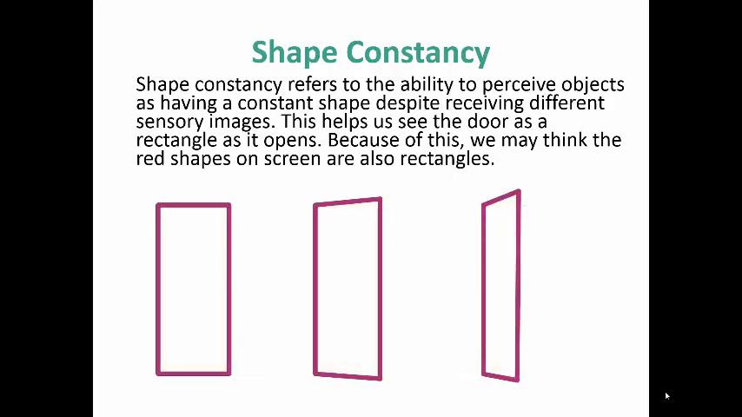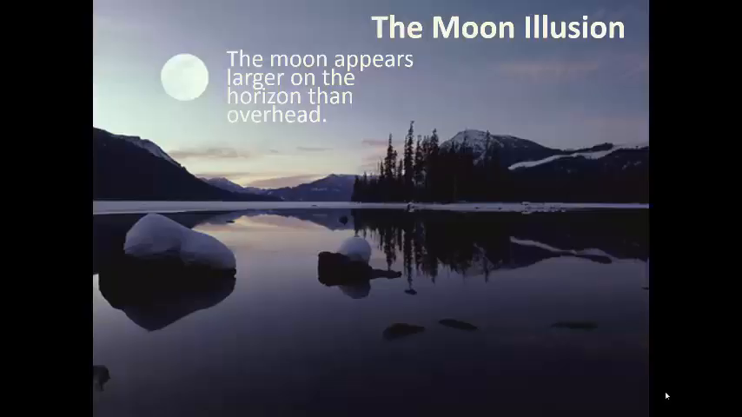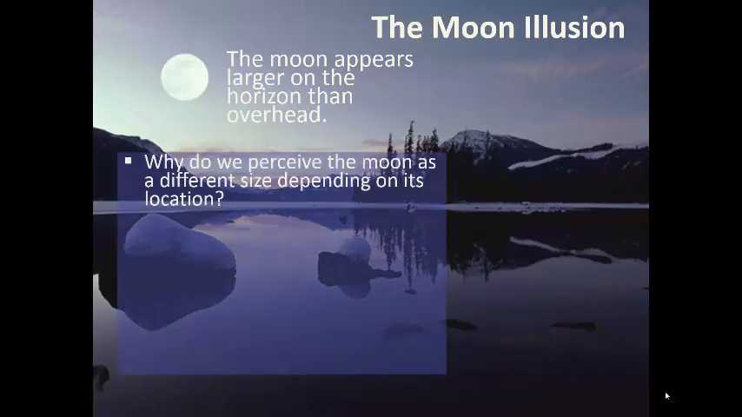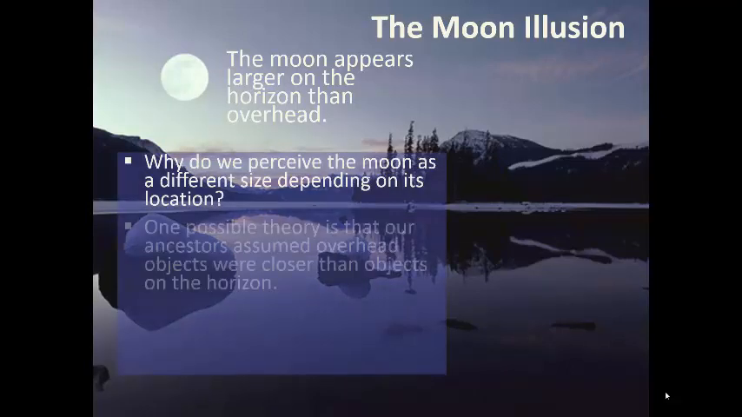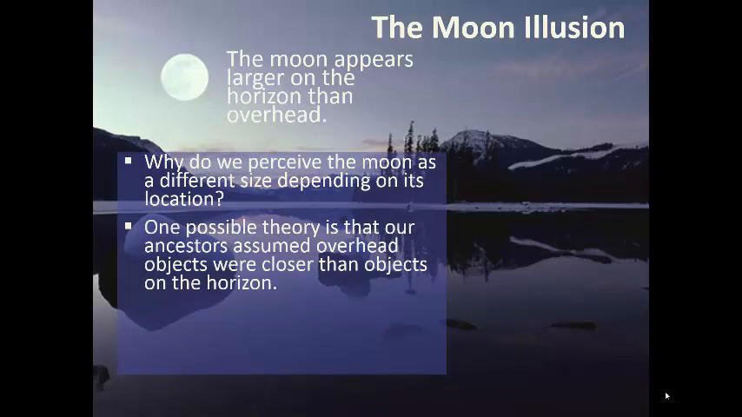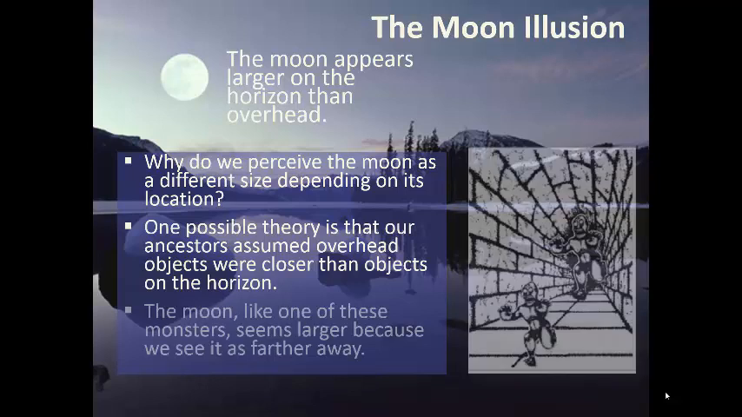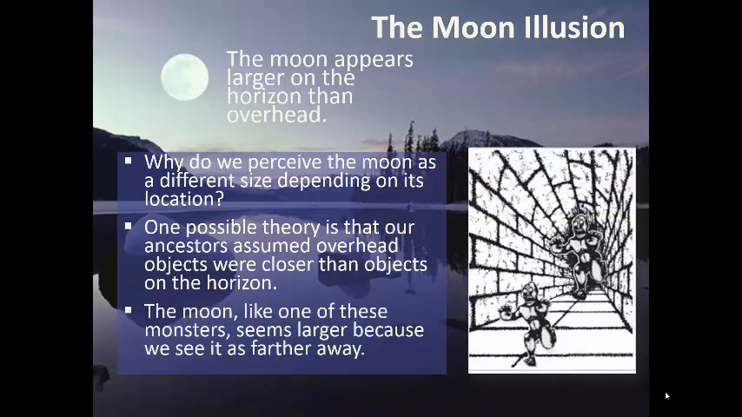But you can see in the drawing, once we take away the visual cues, that these are really actually very different shapes. And then the moon illusion. The moon appears larger on the horizon than overhead. So why do we perceive the moon as a different size depending on its location? One possible theory is that our ancestors assumed that overhead objects were closer than objects on the horizon. The moon, like one of these monsters, seems larger because we see it as further away.